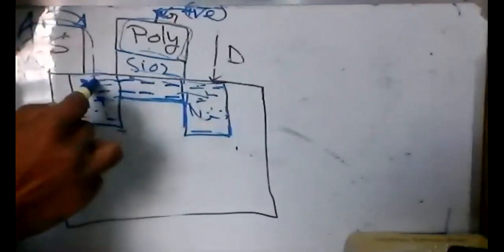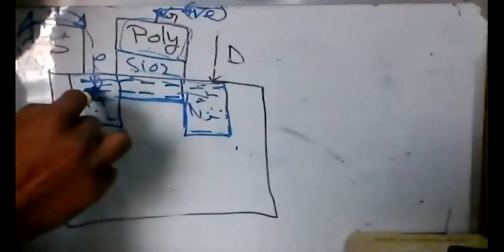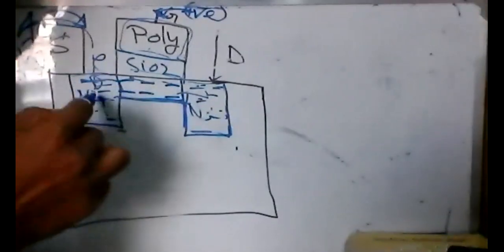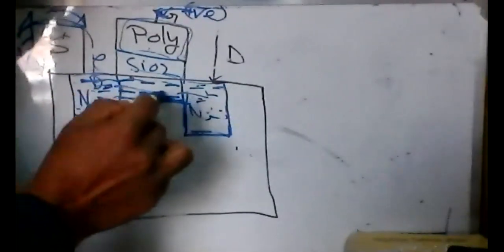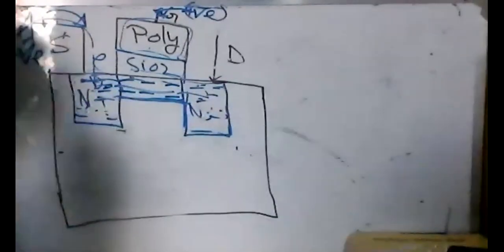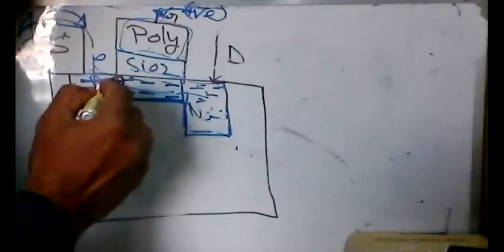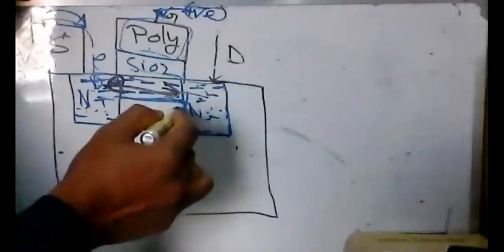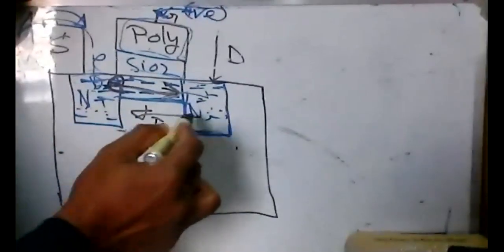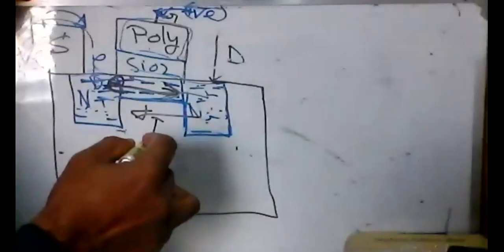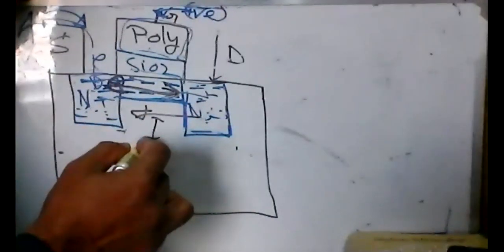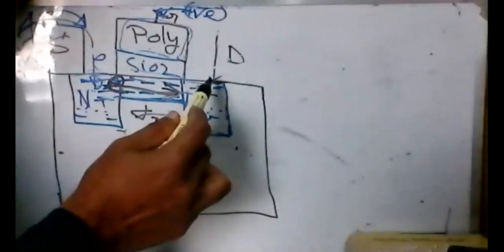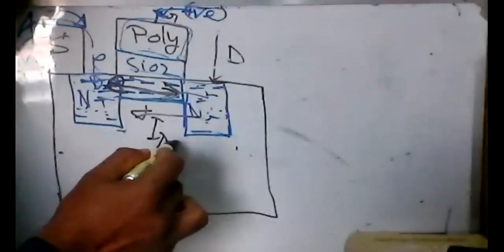So that means lots of electrons are coming here, and then there will be more electrons, an overflow of electrons here. Then the electrons will start to move in this way, right? Electrons will move from left to right, and the current will move from right to left. The current is coming from drain to source, so this current will be IDS.